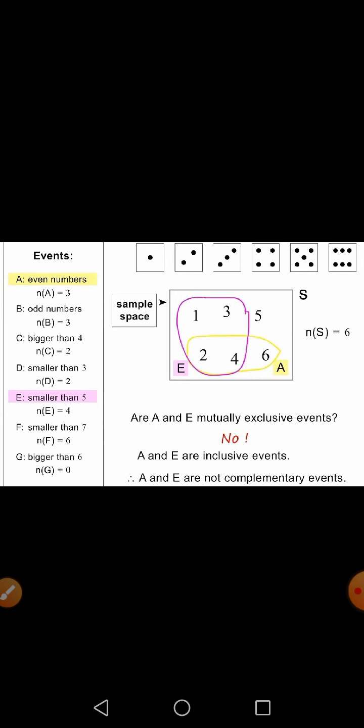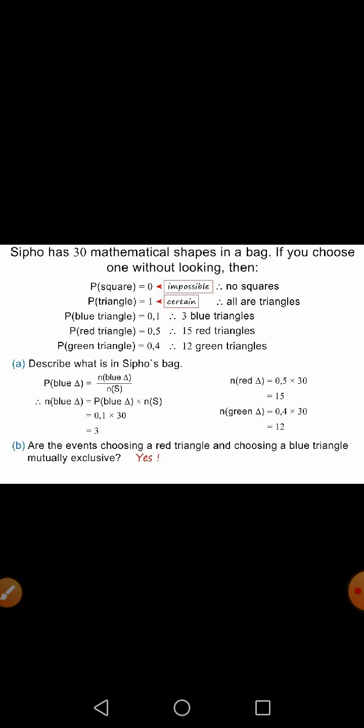Okay, is it complementary or not complementary? No, it's not complementary. Why? Because the sum of both probabilities is not equal to 1. To get complementary events, I should have the probability of A plus the probability of E equals 1. That's the meaning of complementary events: the sum of them equals 1. Okay? Okay, let's see this example to solve it together.